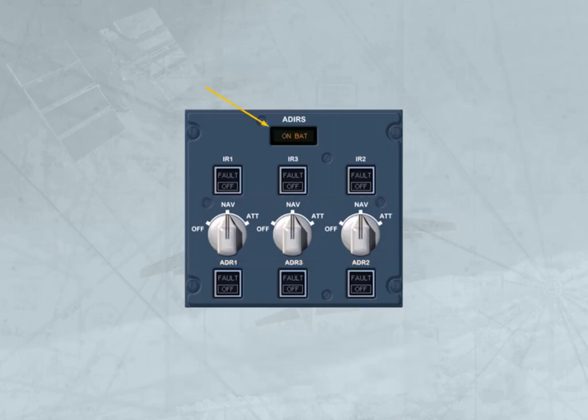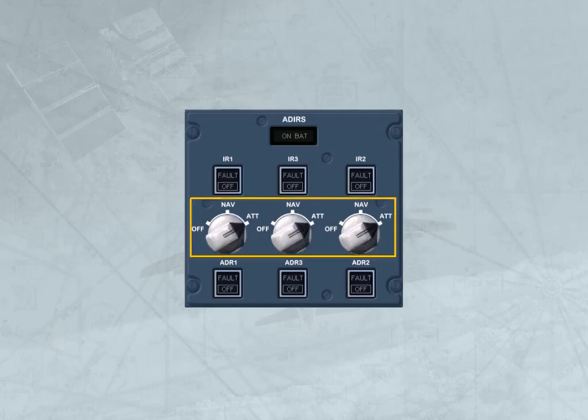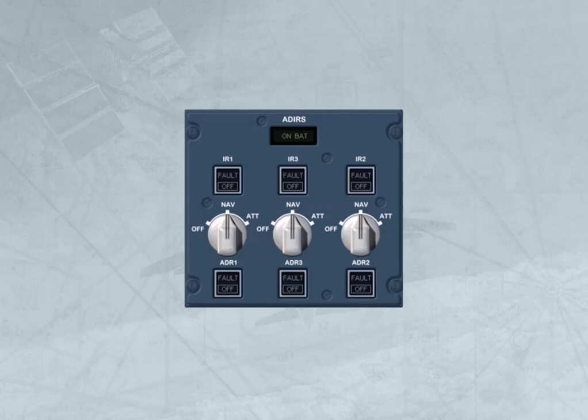The on-bat light comes on to inform the crew that the ADIRS system is being powered by aircraft batteries only. The light also comes on for a few seconds at the beginning of a full alignment as a test of the battery circuit. The following items can also be used in case of given failures. The ATT position of the ADIRS selector allows the selection of this IR mode, providing only heading and attitude information in case of loss of navigation capability.